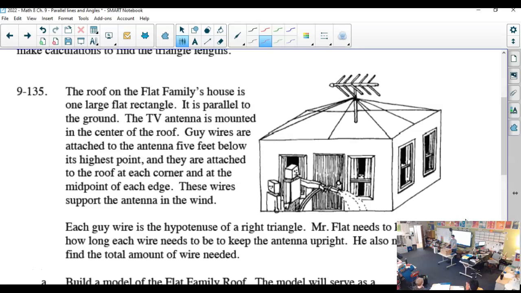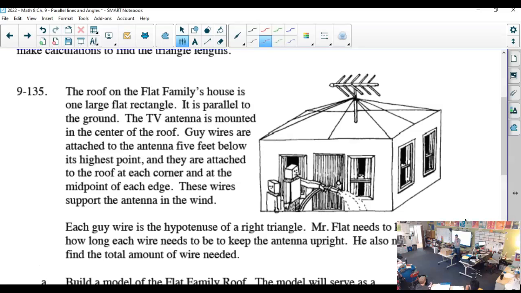So I looked it up. It's probably not for that reason. So there are two wires coming straight out to the middles of the short sides, two wires coming straight out to the middles of the long sides, and then wires going out to each corner. So 1, 2, 3, 4, 5, 6, 7, 8 in total.